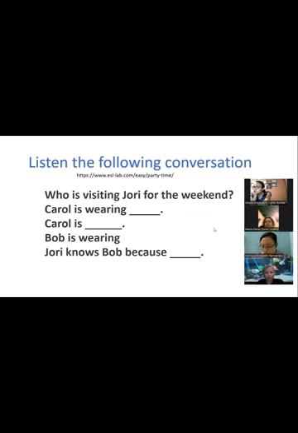Okay, so help me to answer the questions here. The first one, who is visiting Jory for the weekend? Her sister. Okay, her sister, right? Because they say that they were eating out and yes, eating in the house, right? So I like you to meet my sister. That was the point about this. Okay, great. What about the second one?